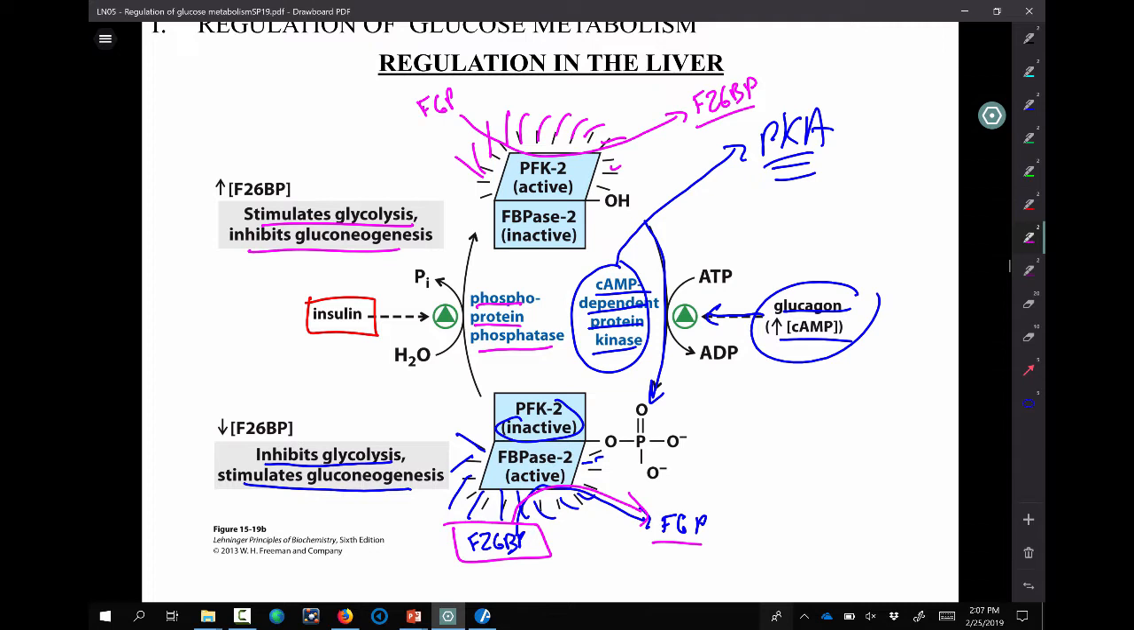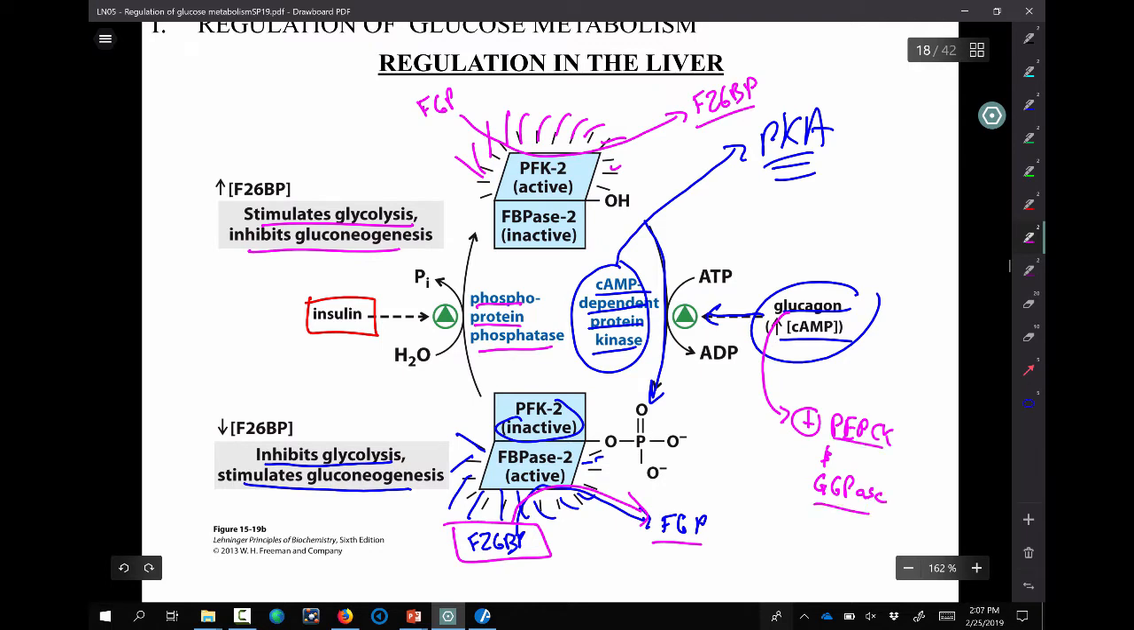Now, at the same time, something that I didn't mention is that glucagon signaling, and we're not going to go all the way down the rabbit hole on this one because it really gets into genetic expression, will also lead to increased expression of PepCK and glucose 6-phosphatase in the liver.